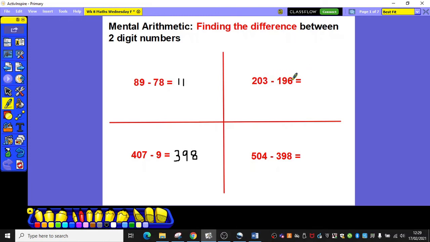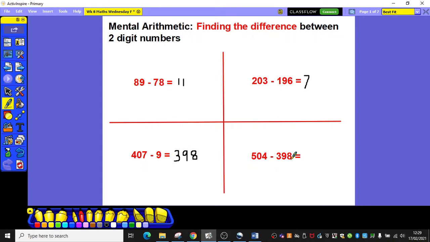203, take away 196. I can quite easily see there is a difference of 7 there. So I add 4 to get to 200, then add 3 more. Now these numbers aren't so close together as perhaps the two questions at the top. But nonetheless, this is very close to a multiple of 100. So I can still use my technique of counting on.